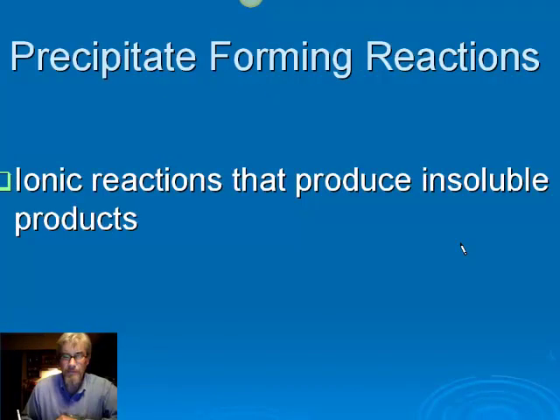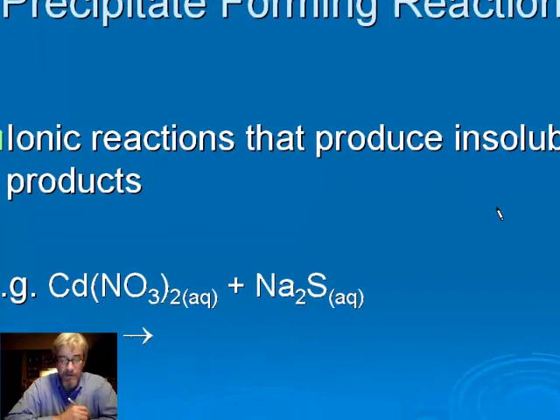Next type of reaction we're going to look at, and this will be the last one for today, is precipitate forming reactions. A precipitate is a solid that forms in a solution when a chemical change takes place. These kinds of reactions are just reactions that produce insoluble products. Here would be an example.